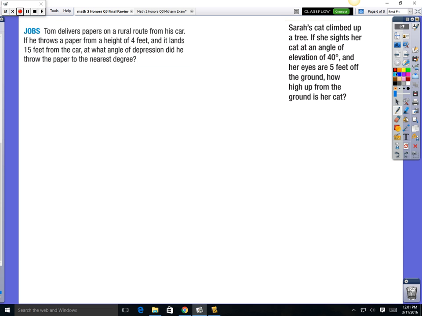Okay, the next one, same thing, elevation, you gotta draw your own picture. So, Tom delivers papers on a rural route from his car. If he throws the paper from 4 feet and it lands 15 feet from the car, so here we go. There's the window. I don't even know how to draw it. Here's his arm hanging out the window. And here's a paper.